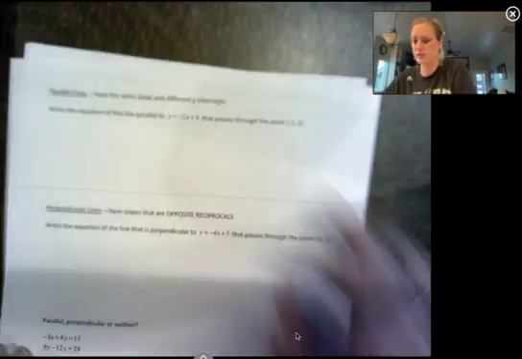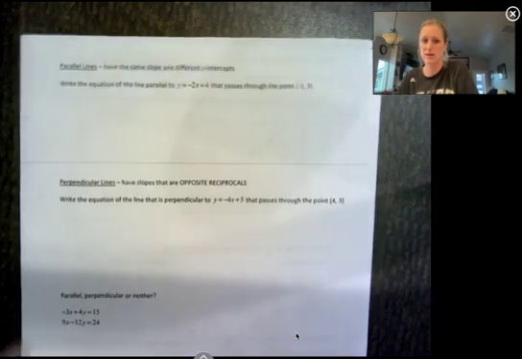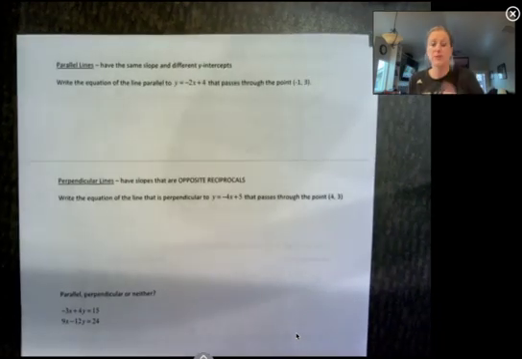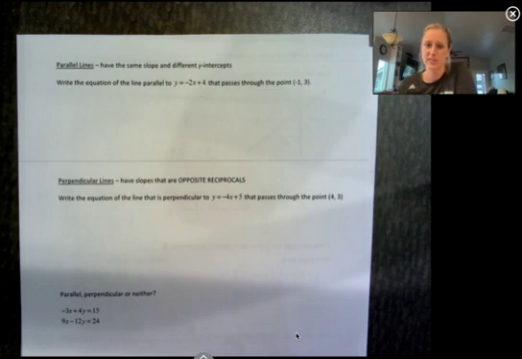All right. Okay, this is a little bit of geometry review here, you guys. We talked about parallel and perpendicular lines. It's important to remember that parallel lines will always have the same slope, but they'll have different y-intercepts. Perpendicular lines are going to have slopes that are opposite reciprocals.